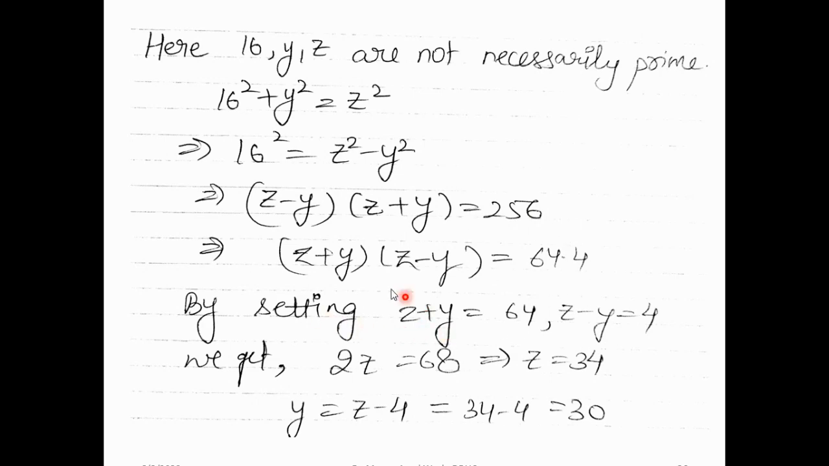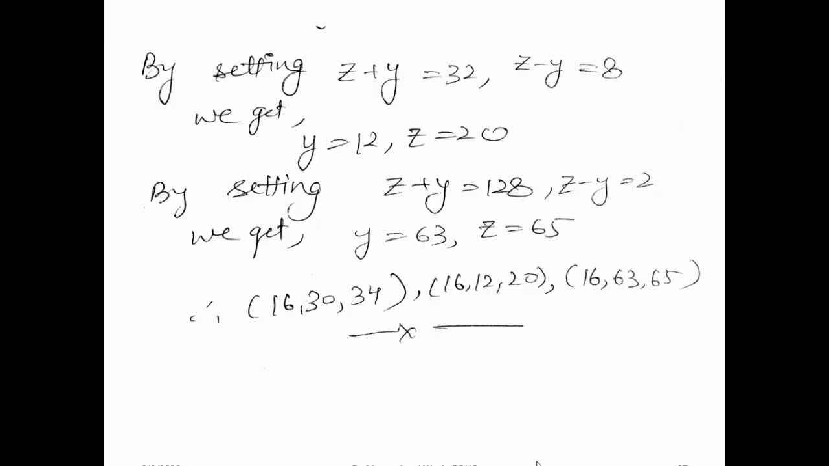So by setting z + y as 64 and z − y as 4, we get 2z equal to 68. We solve these two equations, then we get 2z = 68, then z is equal to 34, and so y is z − 4, that means 34 − 4, that is 30. So z is 34 and y is 30. By setting z + y equal to 32 and z − y equal to 8, we get y is equal to 12 and z is equal to 20.